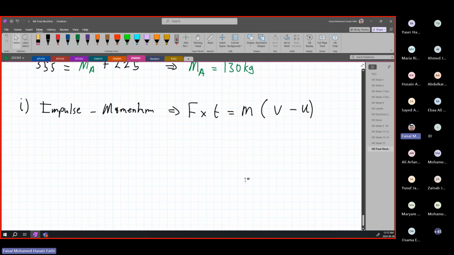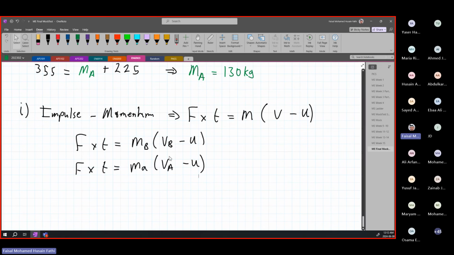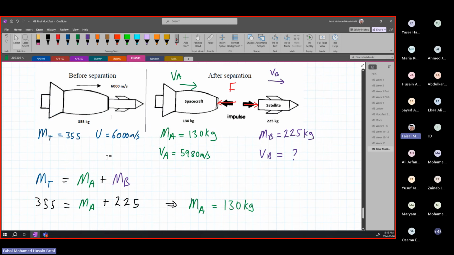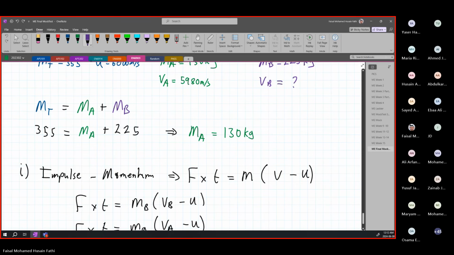All right. So again, you can either say F times t is equal to MB(VB minus U), or you can say F times t is equal to MA(VA minus U). You can use either one. And our U, like I said earlier, is the same for both because they were both one piece in this case. So U is equal to UA and UB, our initial velocity. But because we don't have VB, we cannot use this equation because we have two unknowns.